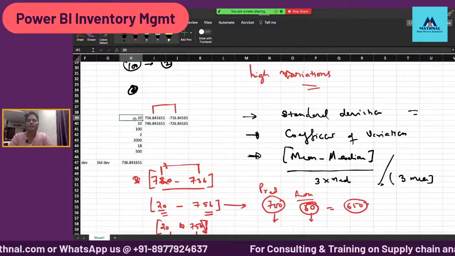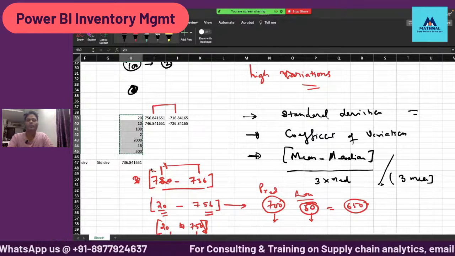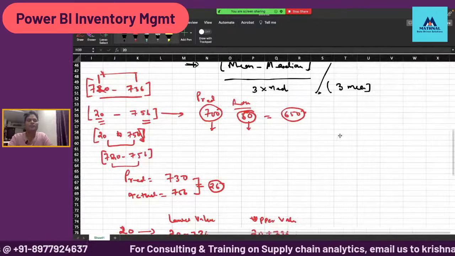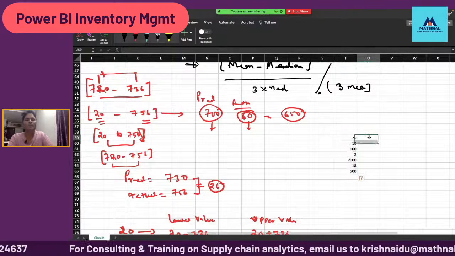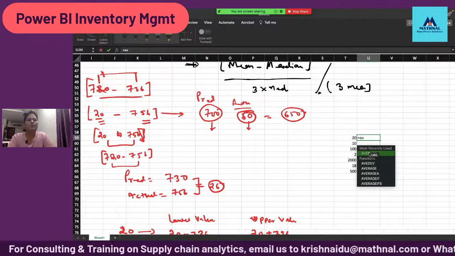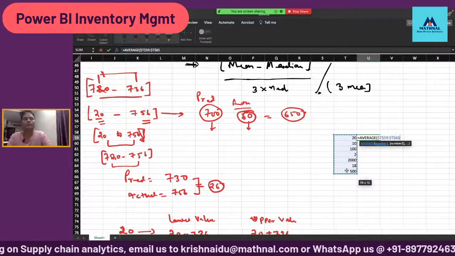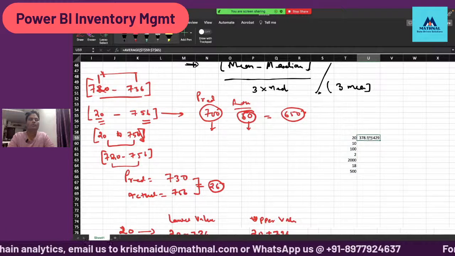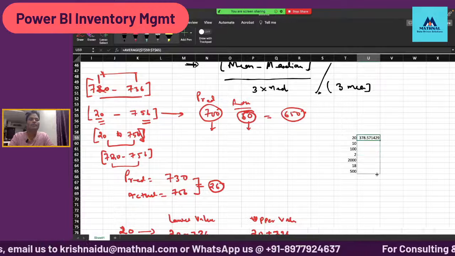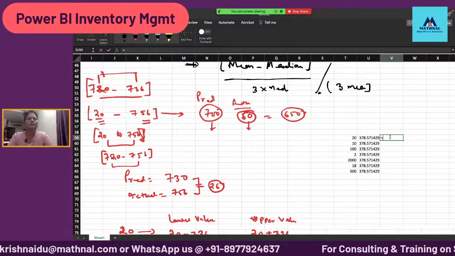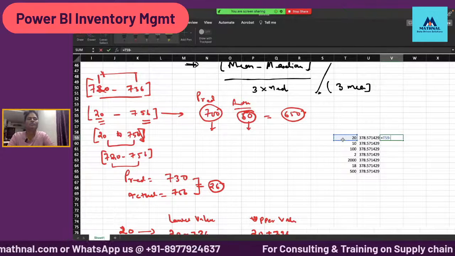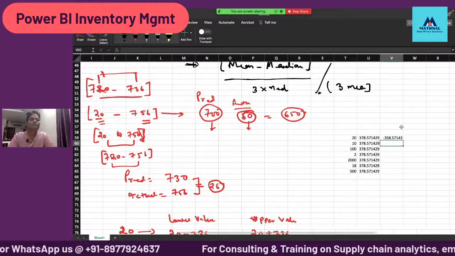So this is our data point, and we will find the average of these data points. This is the average. Click F4. So we got an average of 378. And what we're doing is finding the gap between each number and the average.